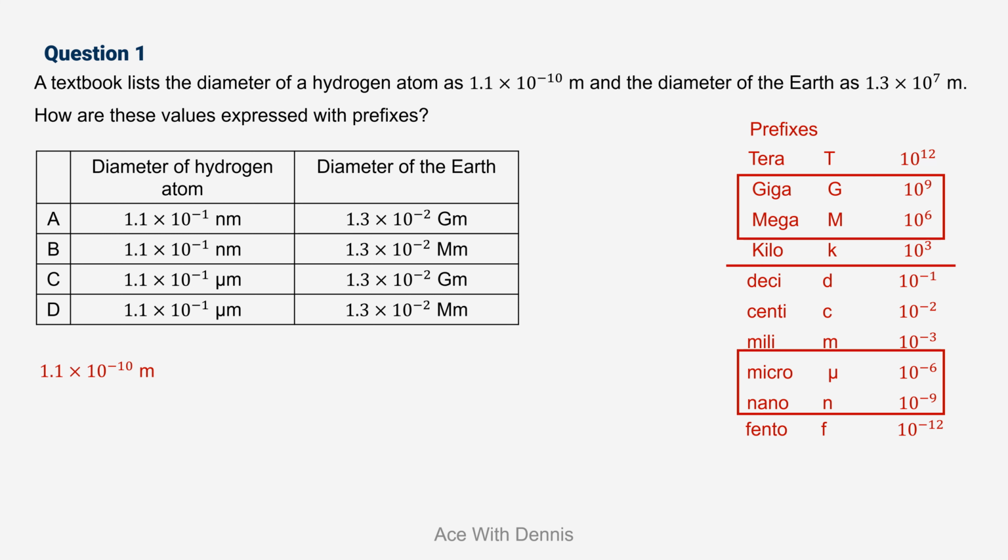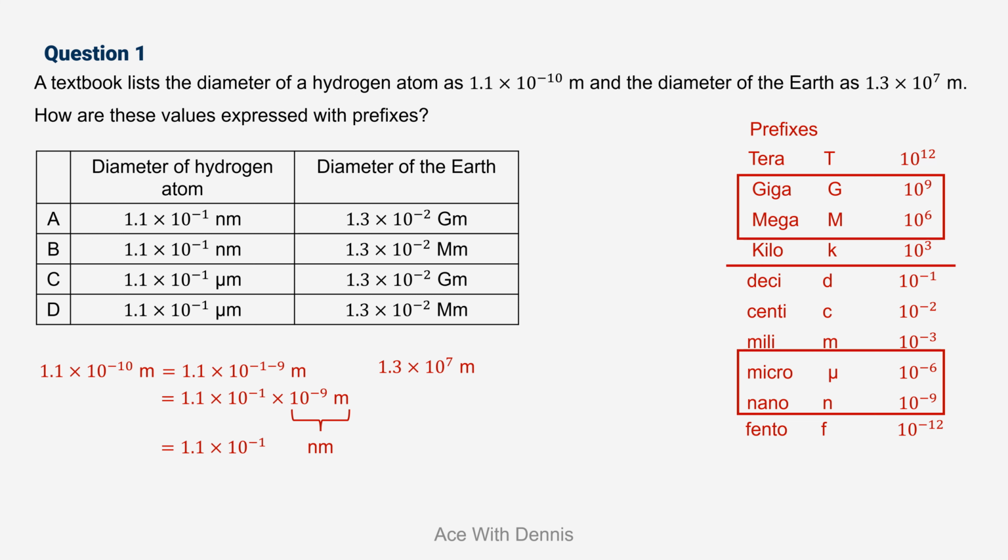So let's see the first value, the diameter of a hydrogen atom is 1.1 times 10 to the power of negative 10 meters. So we can write it as 1.1 times 10 to the power of negative 1 minus 9 meters. Then we split them into two different parts. So we have 1.1 times 10 to the power of negative 1 times 10 to the power of negative 9 meters. So 10 to the power of negative 9 meters will be nanometer. Hence, it is 1.1 times 10 to the power of negative 1 nanometers.